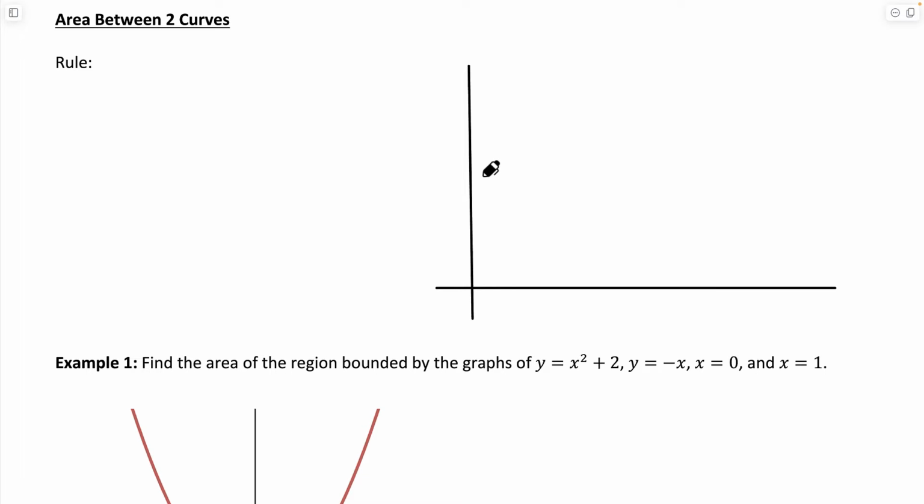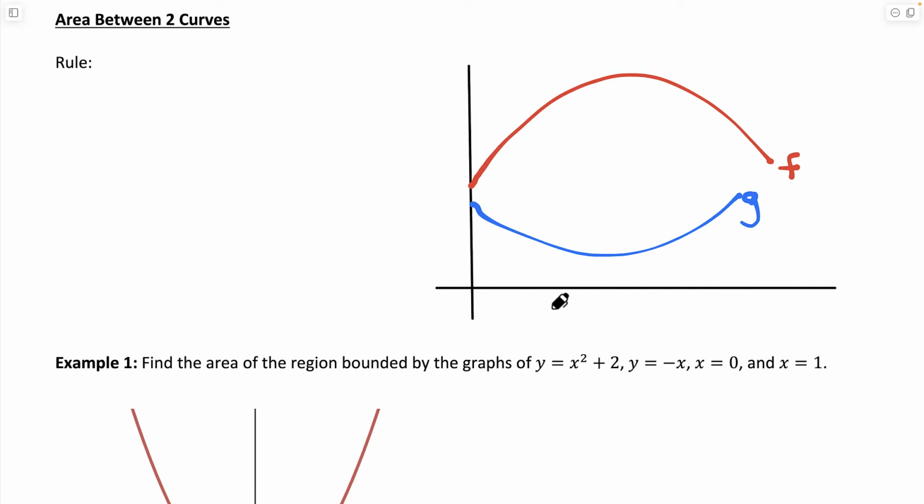Let's say I have two continuous functions, function f and function g. And let's say I wanted to find the area between those two curves on some closed interval between a and b. Let me shade in what that area would look like.